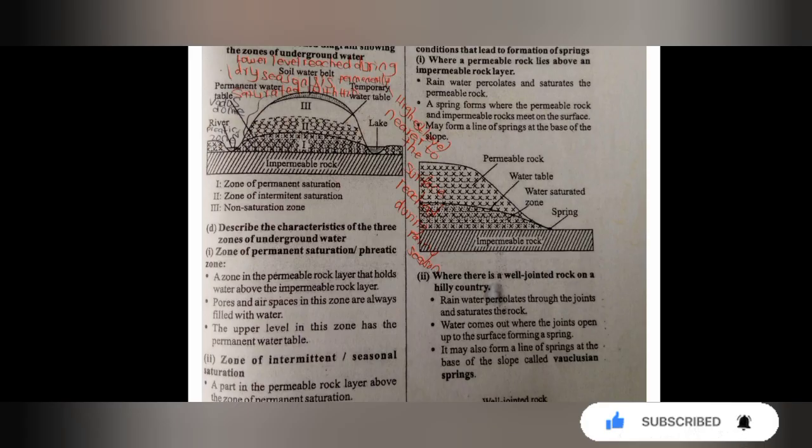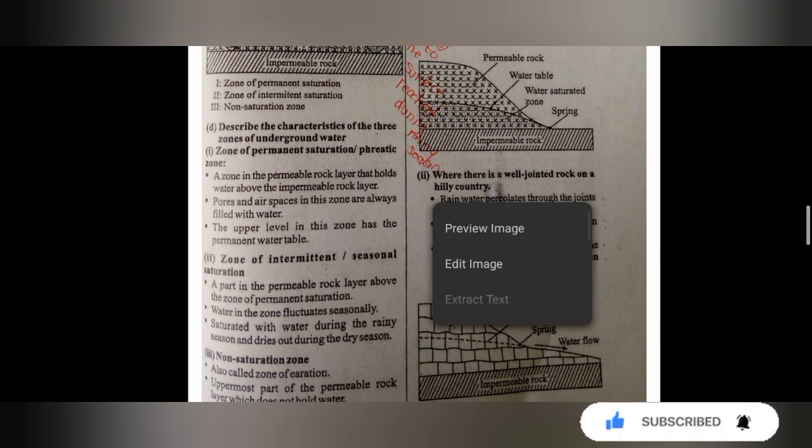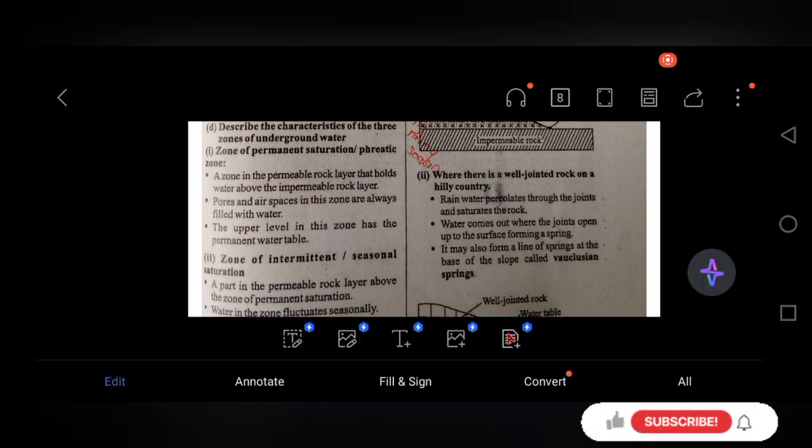Now, having noted that on the diagram, we want to describe the characteristics of these three zones. Now, the zone of permanent saturation, that is the zone immediately above the impermeable rock. One of the characteristics of this zone is that it lies directly above the impermeable rock layer. This zone is permeable in nature. It is a permeable rock layer that holds water above the impermeable rock.